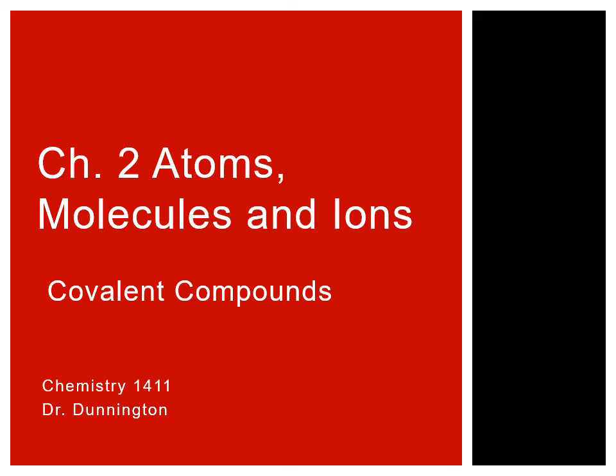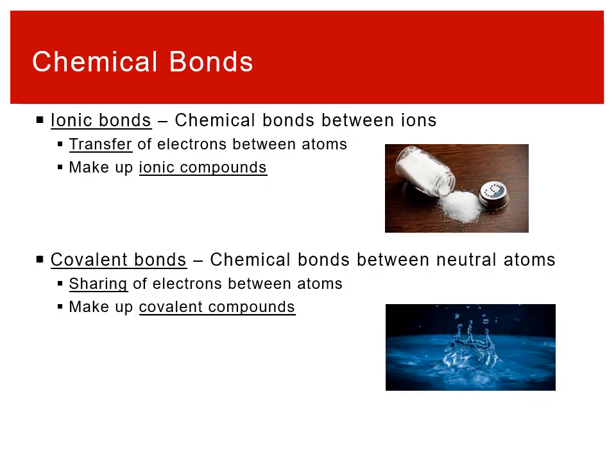Now that we spent a lot of time with ionic compounds, it's time to take a look at covalent compounds. So we know that ionic compounds was that transfer of electrons. And the difference between covalent compounds is that now we're going to be back to dealing with neutral atoms. There's no more ions involved. And we're going to be dealing with the sharing of electrons instead of transfer.